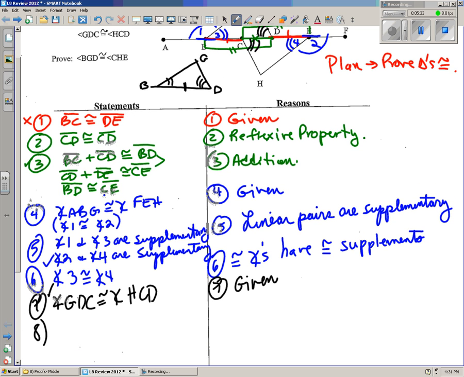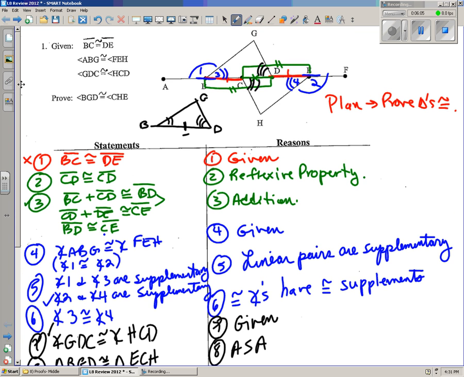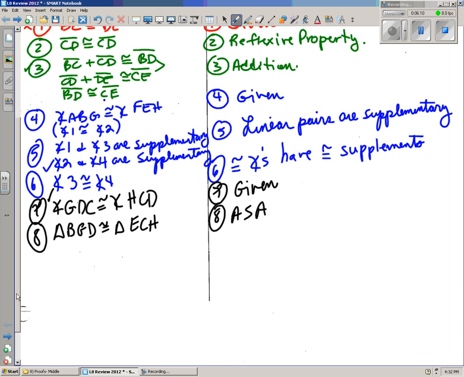So step 8 is we have triangle BGD congruent to triangle ECH. And this is true by angle side angle. The side is marked in between the 2 angles. All right, well, we have one more step now. The angles BGD and CHE are part of the triangle. So we're good to go here.